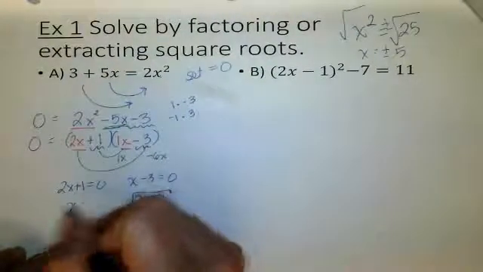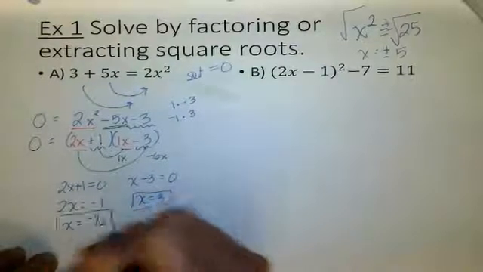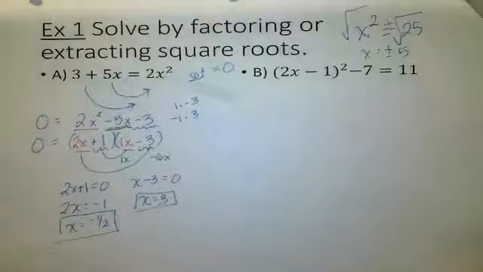And over here, we get 2x equals negative 1. And divide by 2, we get negative 1/2. So set each bubble equal to 0. Great way to solve. You all know how to do that.